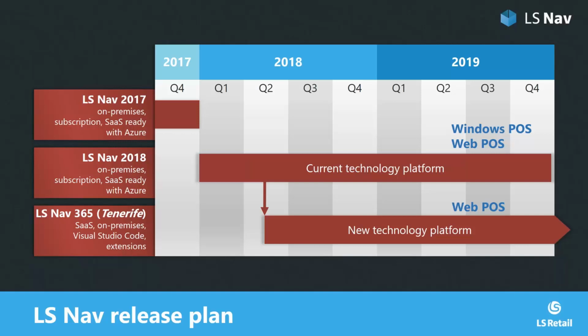And just to be clear, 2018 and 365 will have comparable functionality, meaning that what's put in as new in 365 will also be put in 2018 all the way through. So it will be pretty much the same functionality between them.